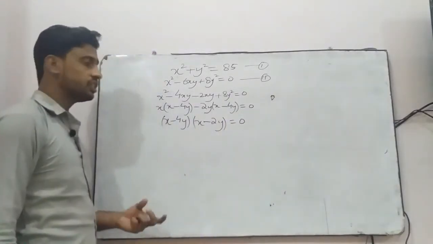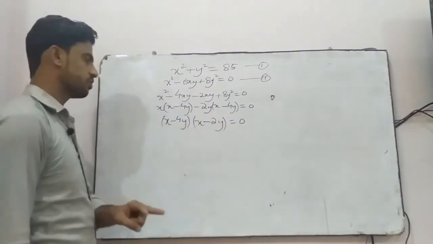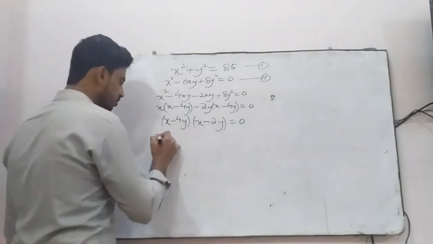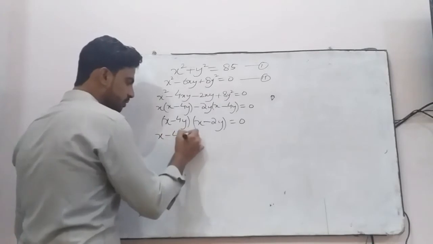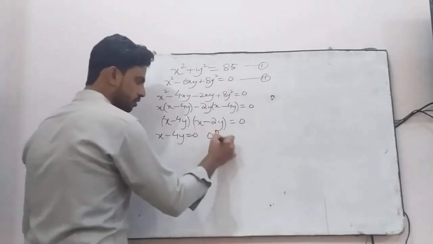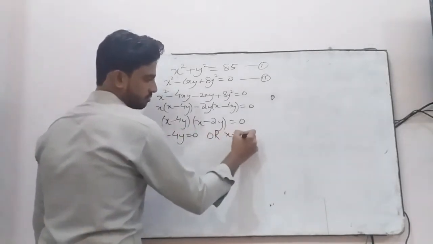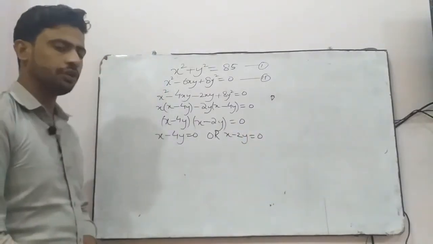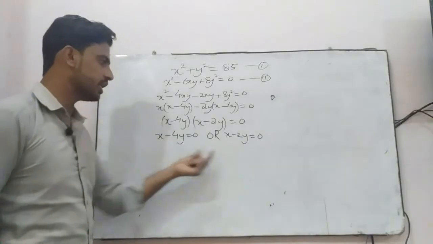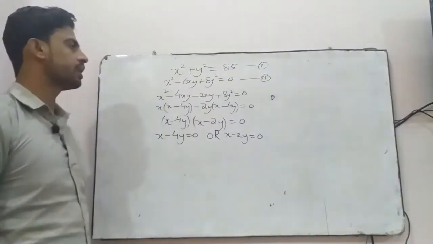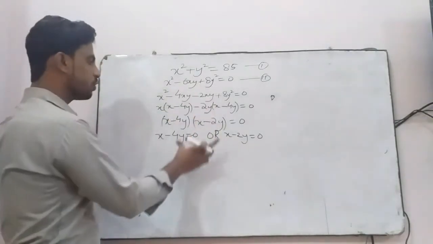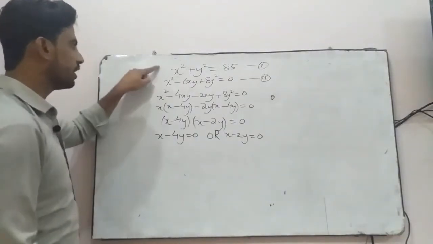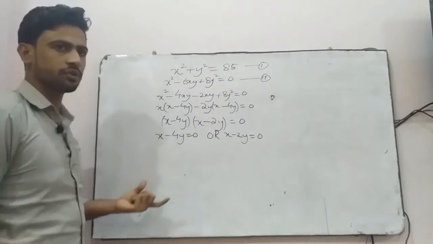Now we have a condition where the multiplication of two factors is equal to 0. So we make each equal to 0: either x minus 4y should be equal to 0 or x minus 2y should be equal to 0. So we have now got three equations. This one is linear, this is linear, and this is quadratic, and this system is equivalent to the system of these two equations. So we will solve the quadratic equation with the help of these two equations.